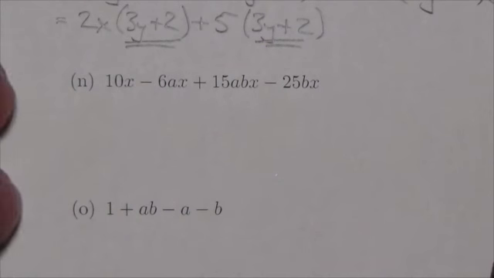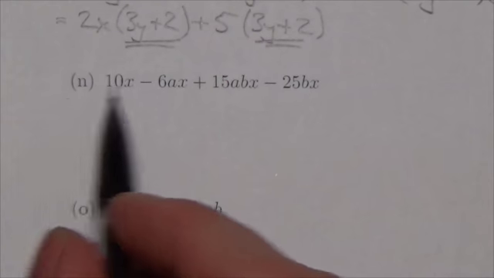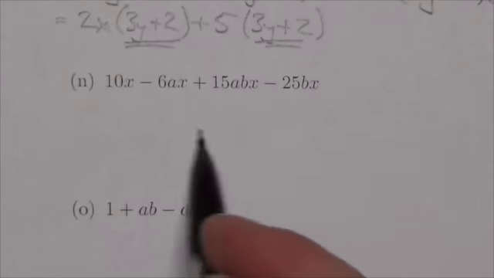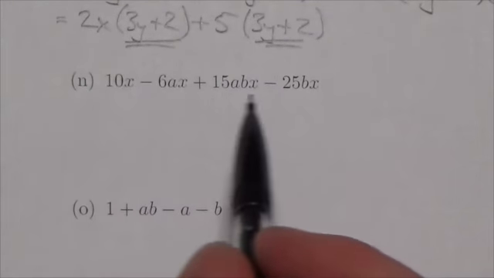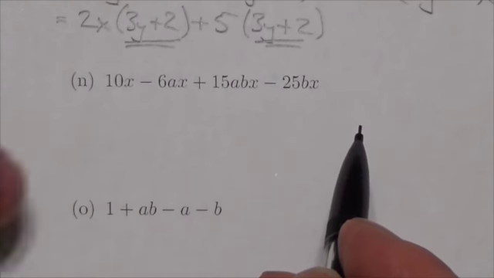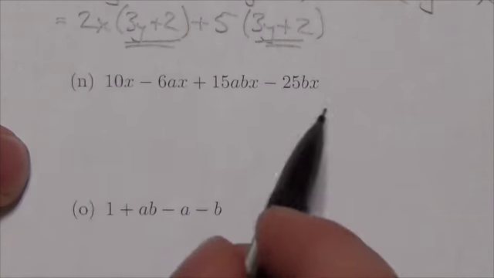Hi everyone, this is the Math 10C polynomial review. This is written response question 7n. We're just asked to factor this. And again, because I see four terms here, I'm going to assume that I can do grouping here.